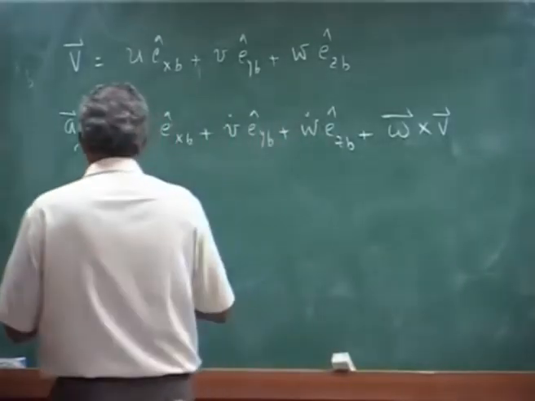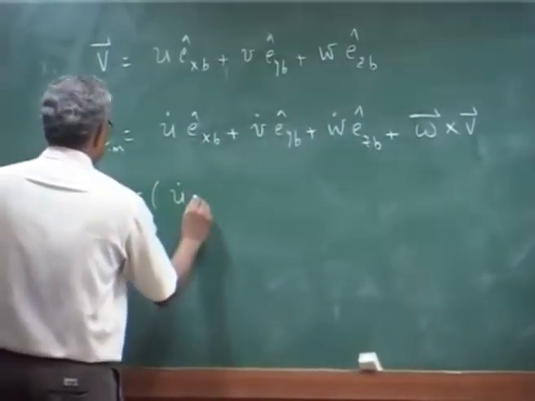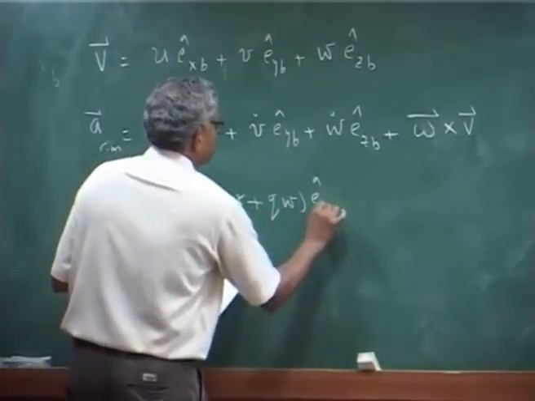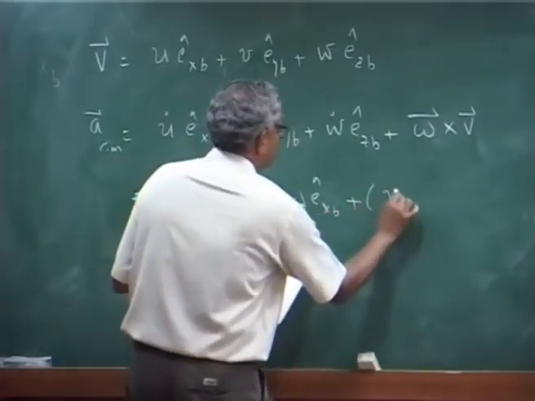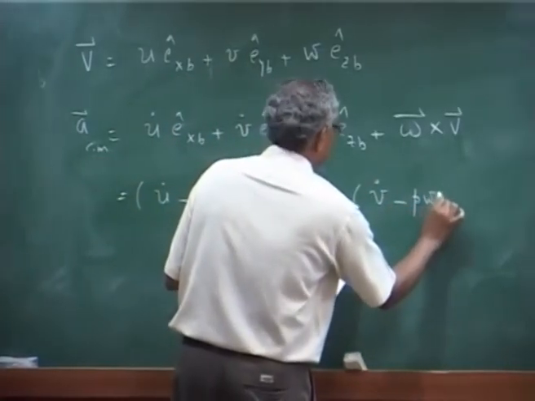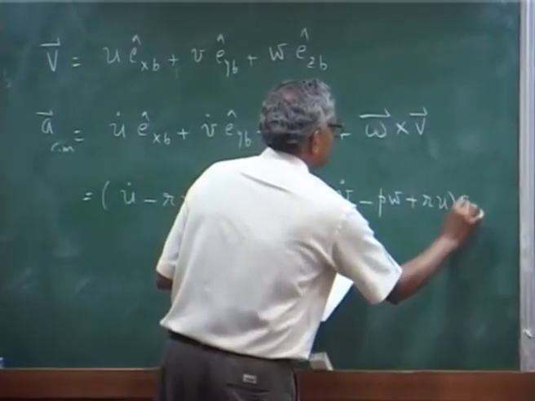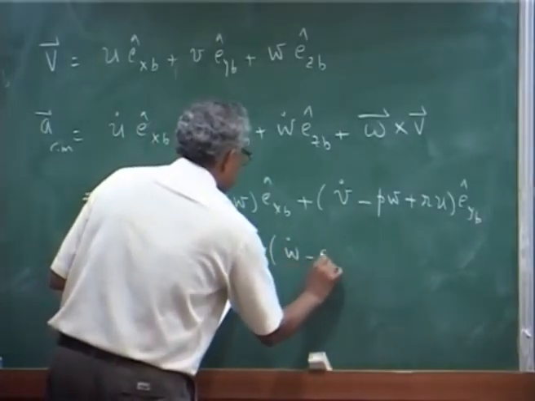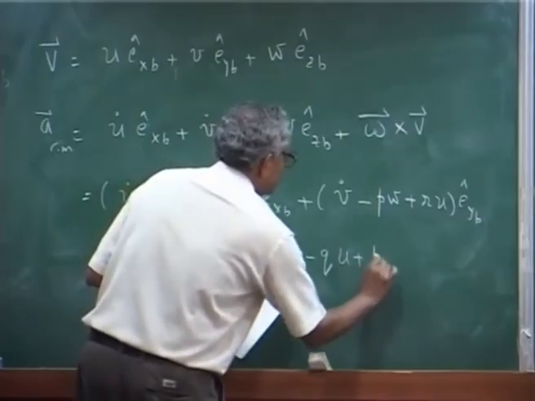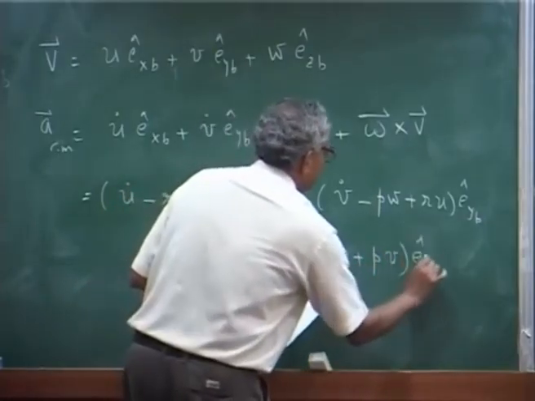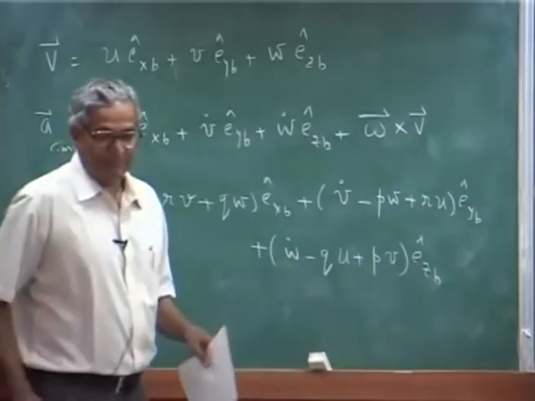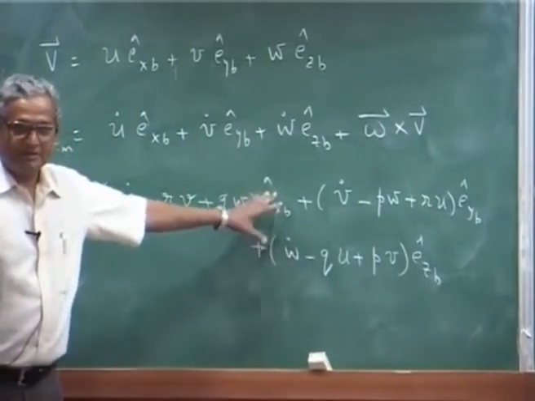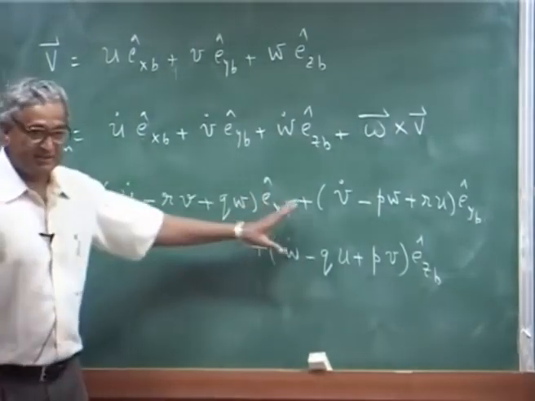I will write it here: this is u dot minus r v plus q w e x b, plus v dot minus p w plus r u e y b, plus w dot minus q u plus p v e z b. Okay. So, I have my acceleration, only thing is I have to now apply Newton's. This is the absolute acceleration of the mass.